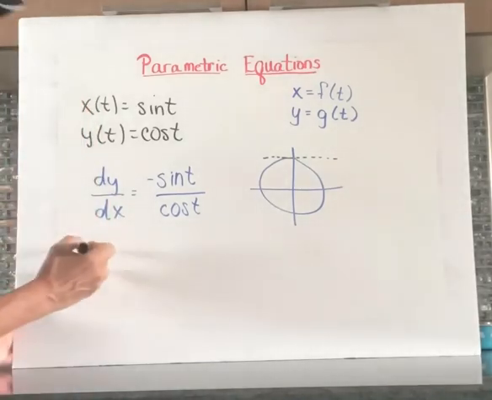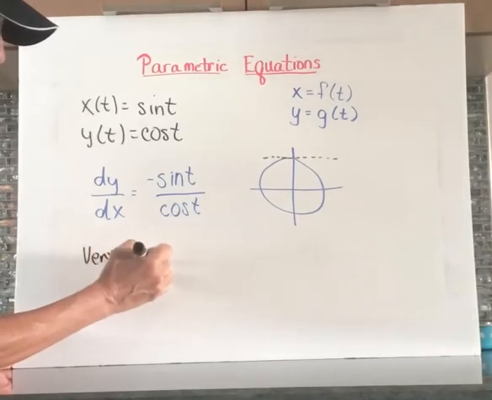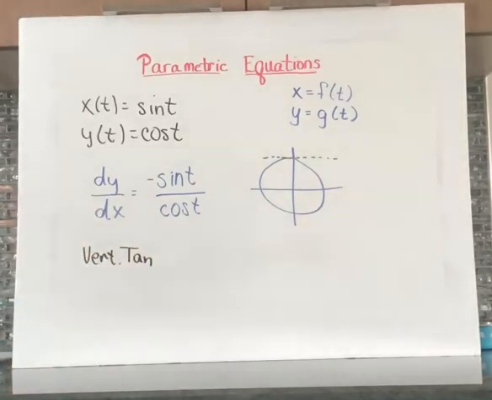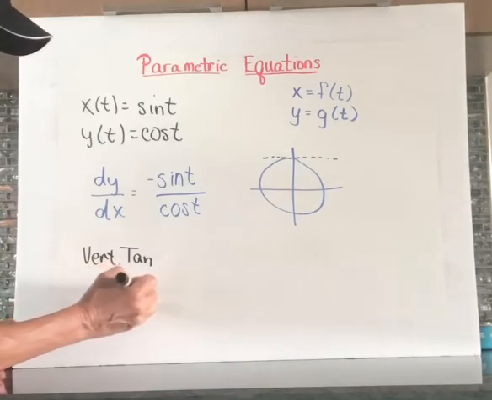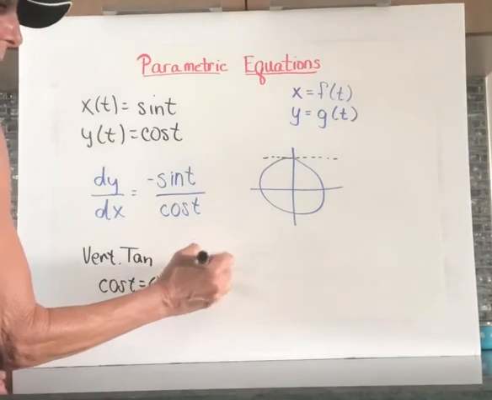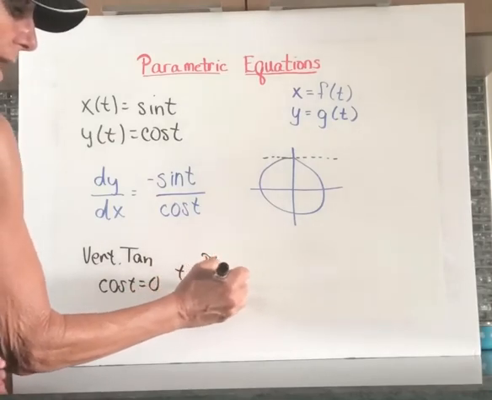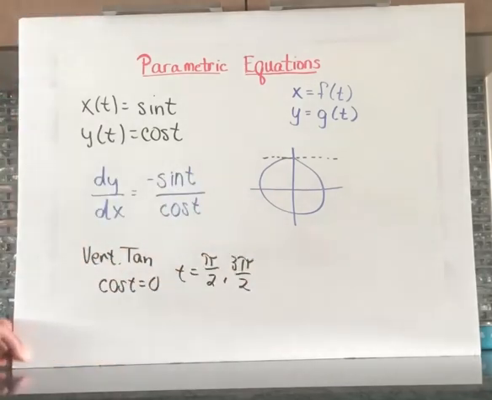Vertical tangent is when your slope is undefined. A fraction is undefined when the denominator is 0. So we're going to let cosine of t equal 0, and t would be pi over 2 and 3 pi over 2. Okay, let's try to get our corresponding x and y points.